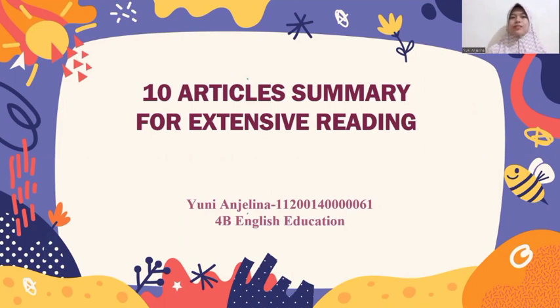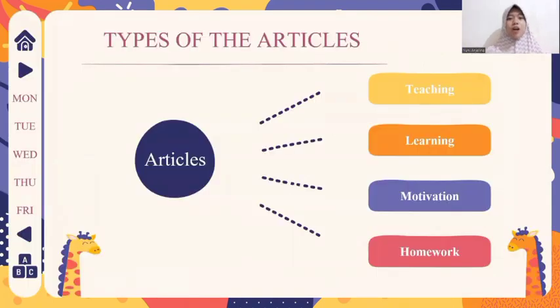Now I want to explain to you guys about 10 article summaries for extensive reading. Types of the articles. All of the articles that I have resumed consist of 4 types: teaching, learning, motivation, and homework.